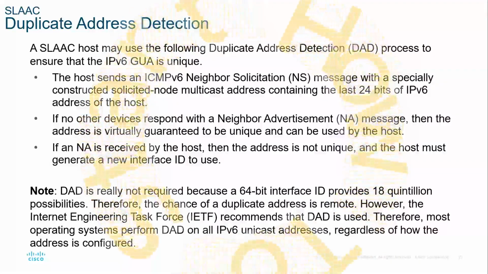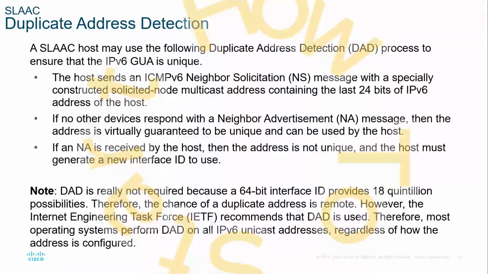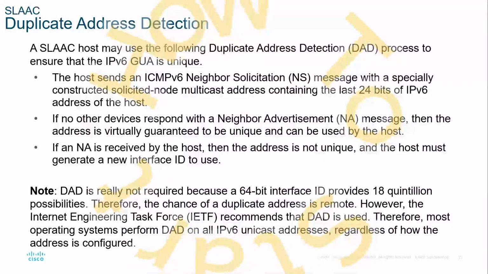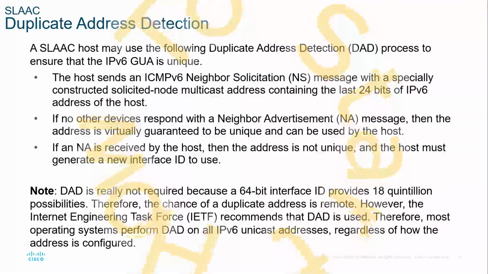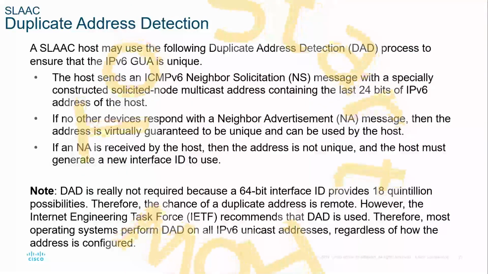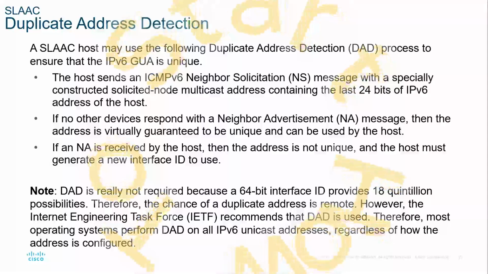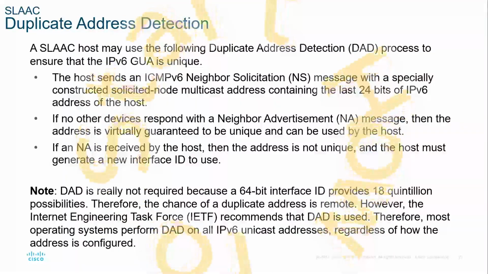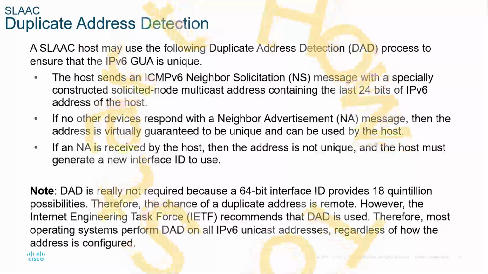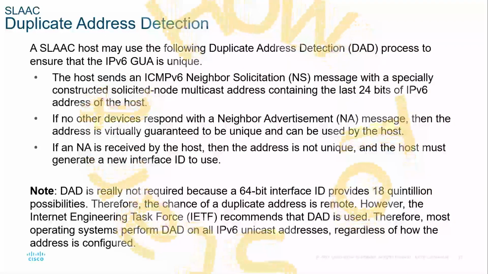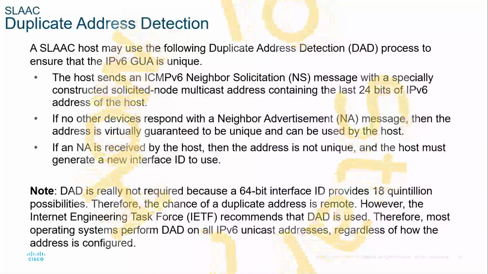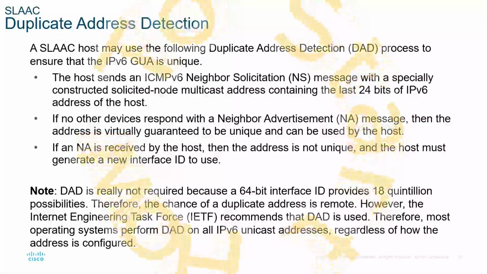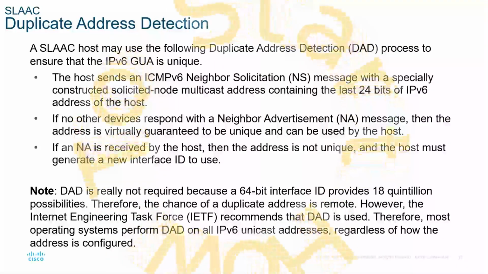So it will be generated, it will be checked, and then if no one says they have the duplicate address, then you know it is unique. If an NA is received by a host, then the address is not unique, and essentially the host will generate a new one. That is not really required because a 64-bit interface ID provides 18 quintillion possibilities, and the likelihood of overlap is extremely low.